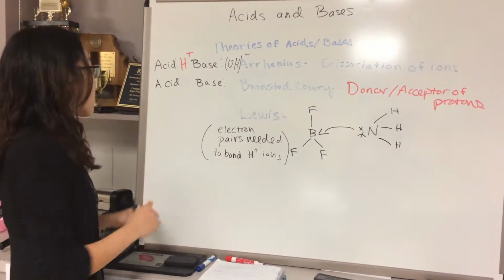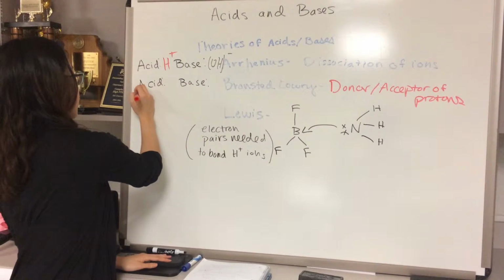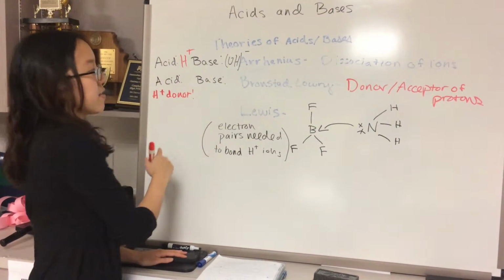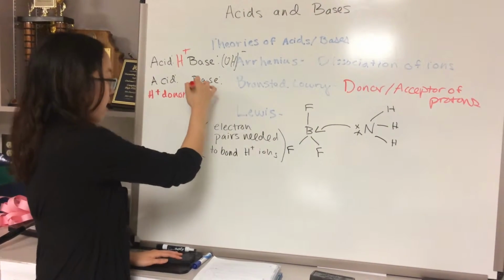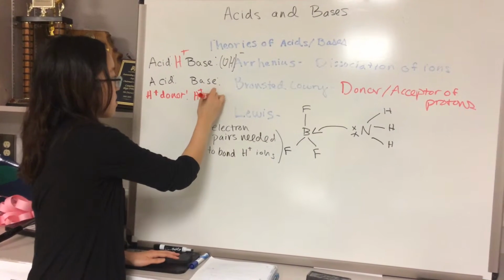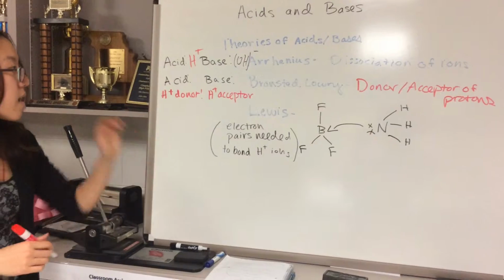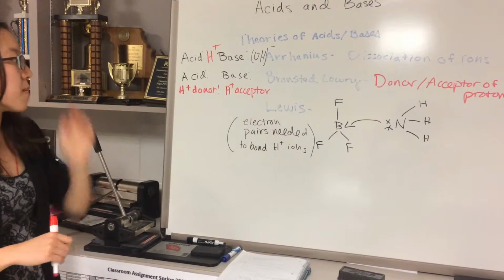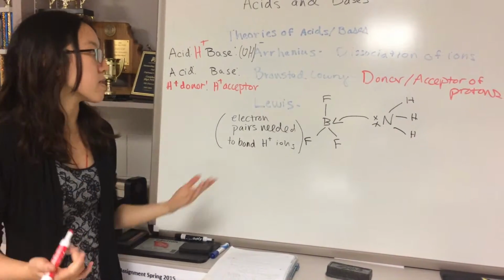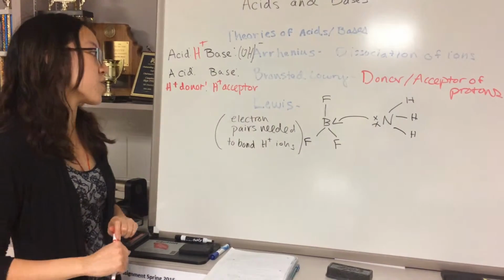the acid acts as an H+ donor, which I will write in red. And then our base acts as an H+ acceptor. And then our final concept is the Lewis theory. The Lewis theory encompasses the Bronsted-Lowry theory, and oftentimes they're referred to together in conjunction.